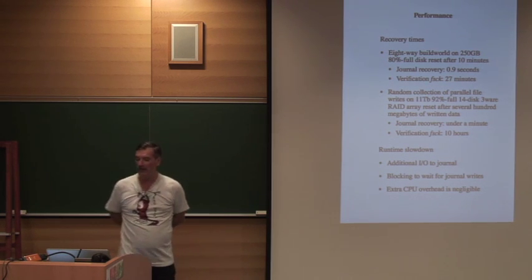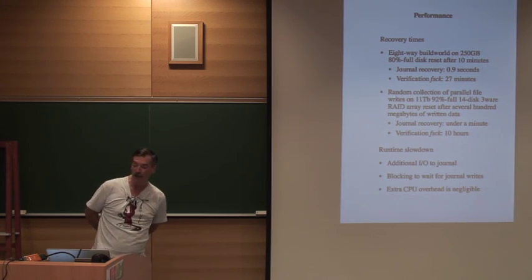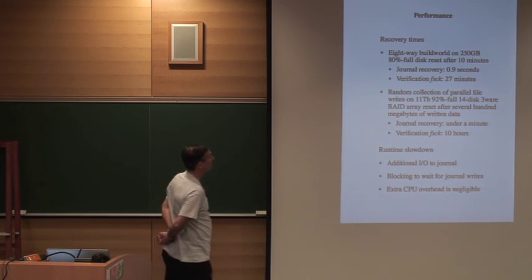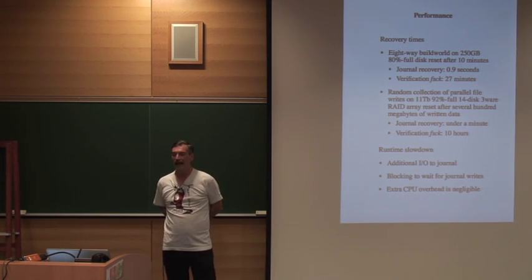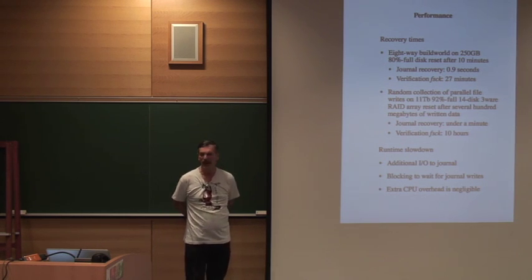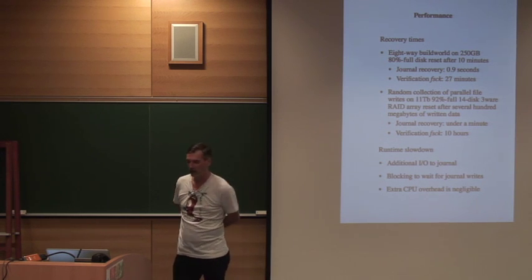The other one was a random collection of parallel file writes on an 11 terabyte, 92% full, 14-disk 3ware RAID controller, reset after we had several hundred megabytes of data sitting around in various states of getting written to the disk. And the journal recovery here was under a minute. It's on the order of about 50 seconds. The verification FSCK took another 10 hours.